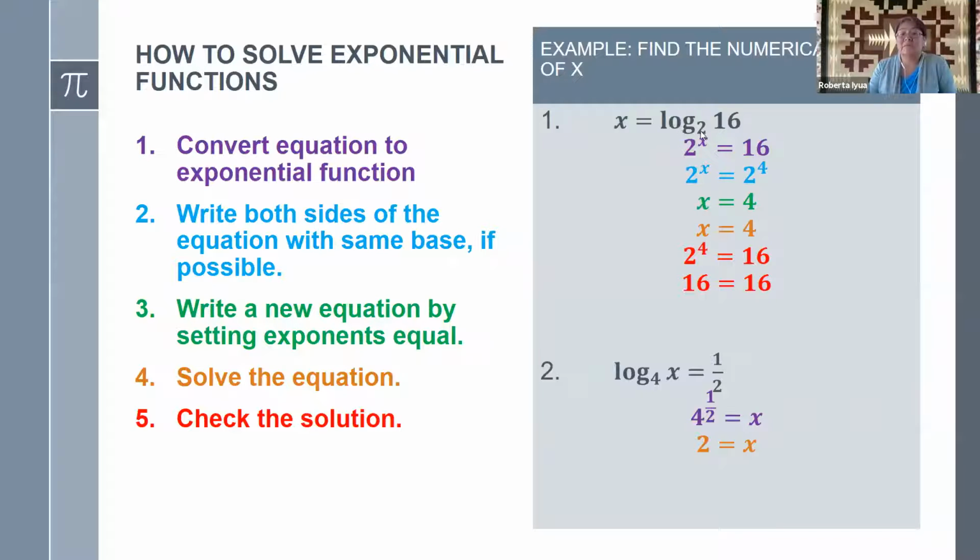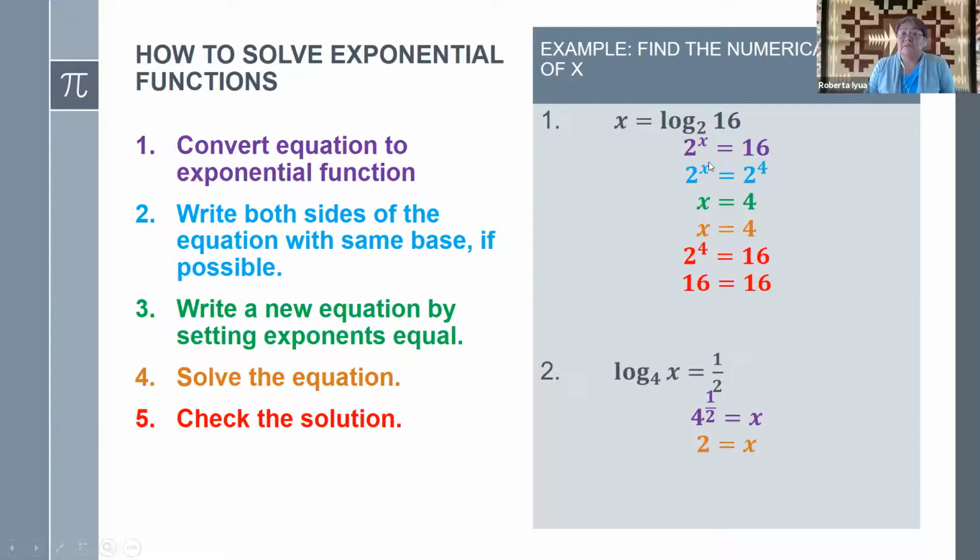x equals the log base 2 of 16. 2 is your base, x is your exponent, equal to your 16. Here, I made both sides have the same base. On the left side of my equal sign, there's a 2 to the x, that's your base. And on the right side for the 16, I made 2 the base and I raised it to the 4th, which will give me 16.